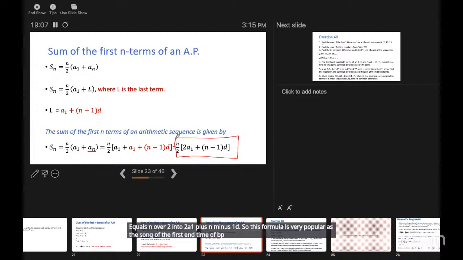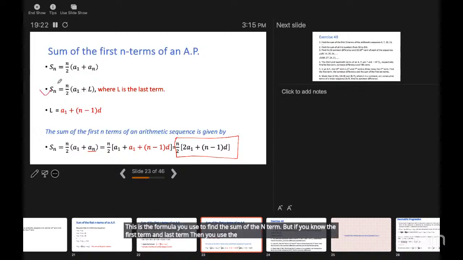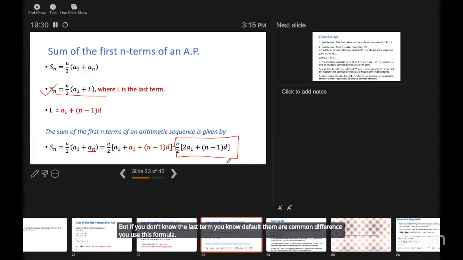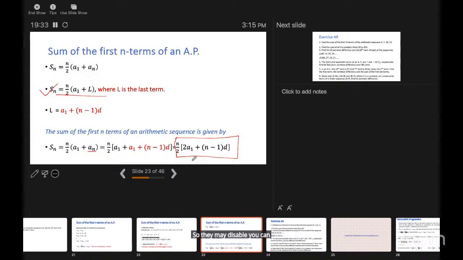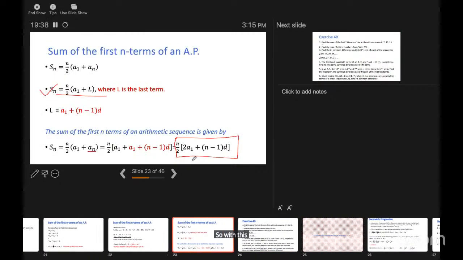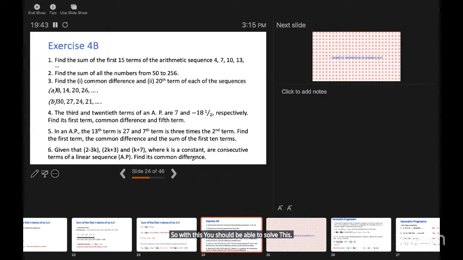If you don't know the last term, if the only information you have is the first term and the common difference, this is the formula you use to find the sum of the n terms. But if you know the first term and last term, then you use the formula Sn equals n over 2 into (A plus L). They are the same. You can see the way the formula was derived here. So with this, you should be able to solve this. I'm just going quickly because of time.